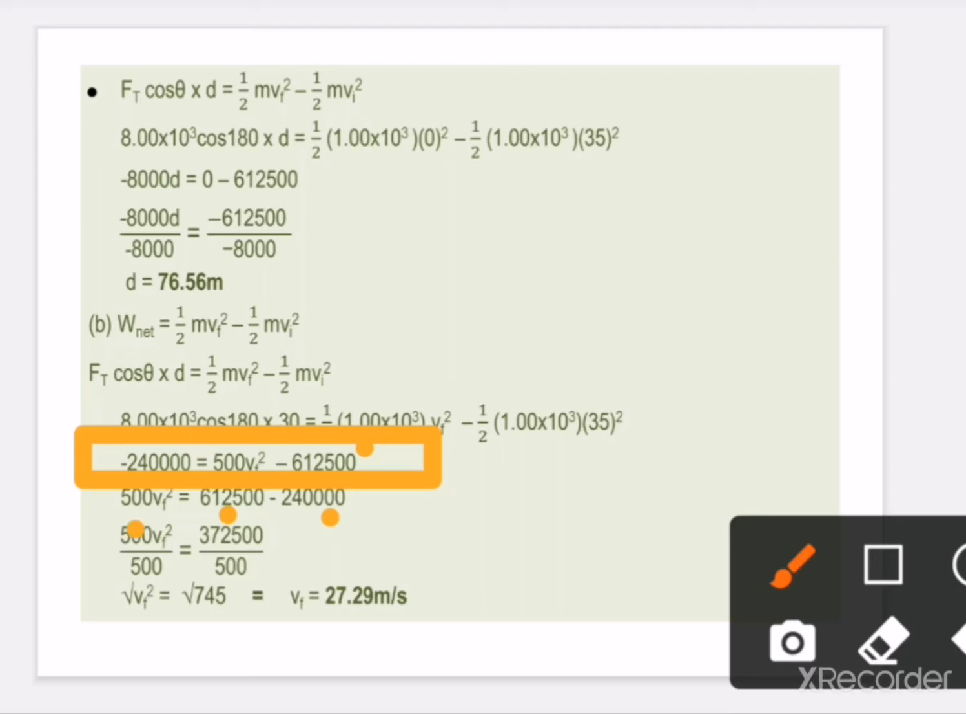We divide both sides by it. When the 500 goes into 372,500, we get 745. But then to get the value of vf, we have to get the square root of that value. So we square root both sides of the equation, and that gives us vf equals 27.29 meters per second. That's part B of question number 1 solved.